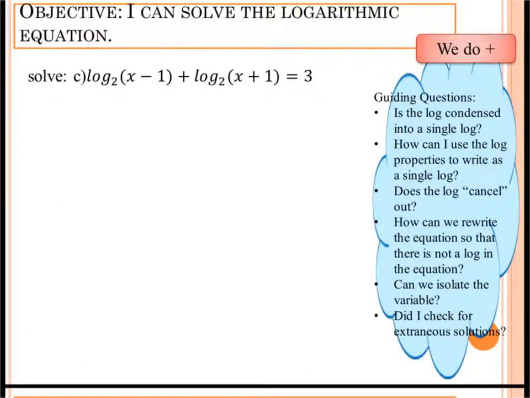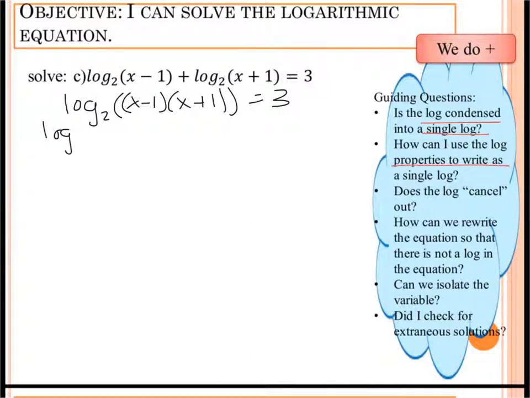I see we have 2 log statements, so I'm going to see if I can condense those into a single log. We're going to need to use the properties again. So addition is going to turn into multiplication. So I have x minus 1, and that's going to be times x plus 1, and that is going to be equal to 3. So I'm going to go ahead and FOIL that out.